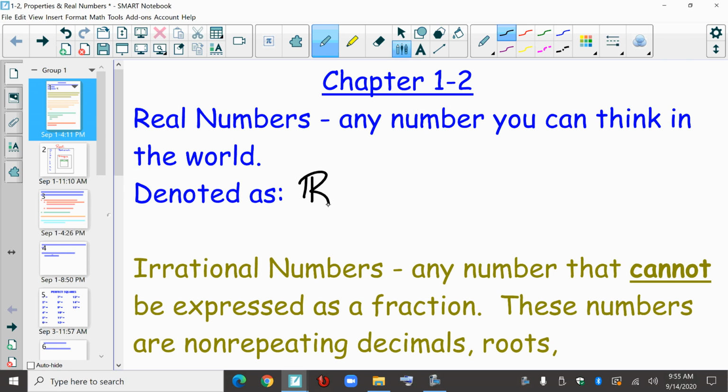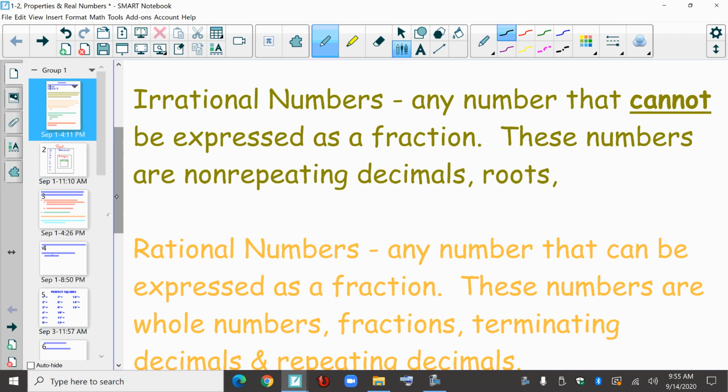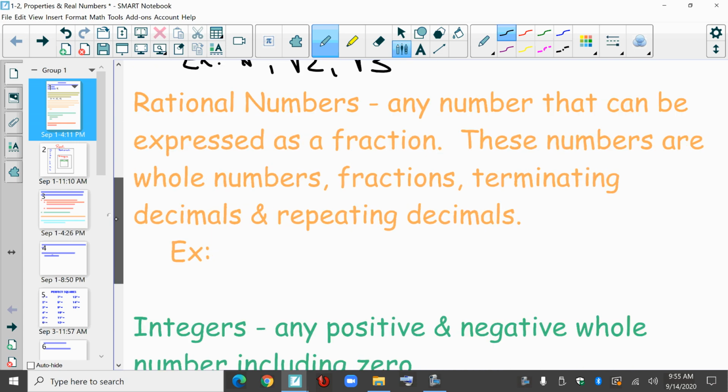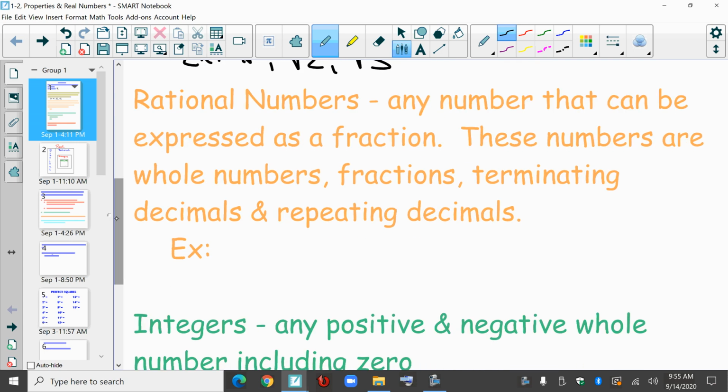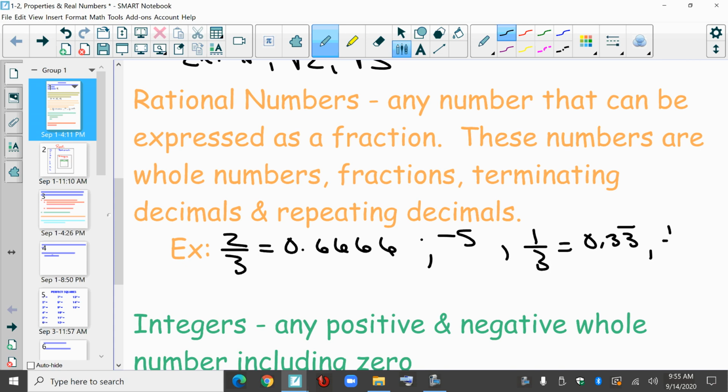And the irrational number is going to be a number that does not make any sense to you. It's a number that can't be expressed as a fraction. An example of this is going to be pi, or let's say the square root of 2 or the square root of 3. Those are all examples of irrational numbers. A rational number is a number that does make sense to you and can be expressed as a fraction. So 2/3, which is the same thing as 0.6666, or let's say -5, or let's say 1/3, which is going to be 0.33 repeating, or 1/2, which is going to be 0.5. Okay, those are all examples of a rational number.